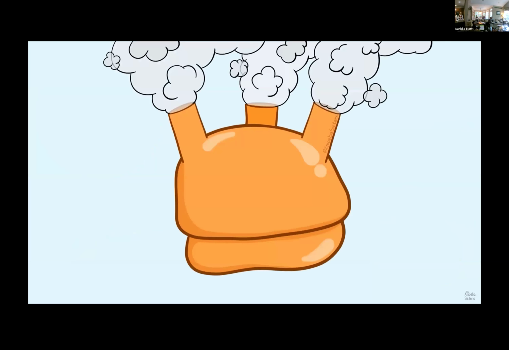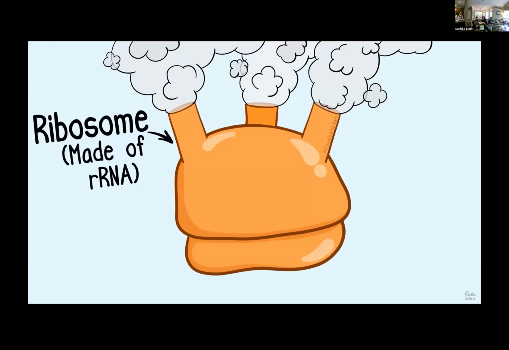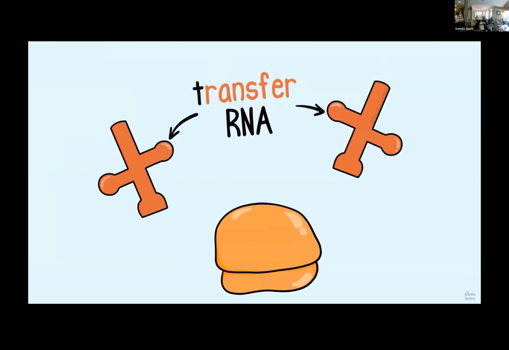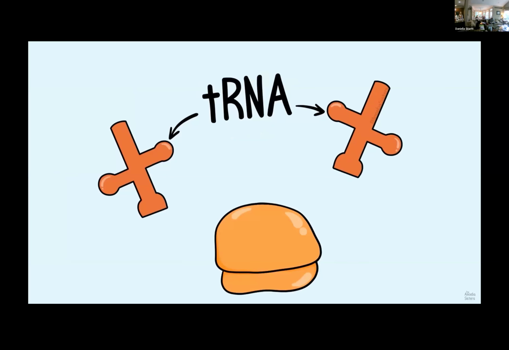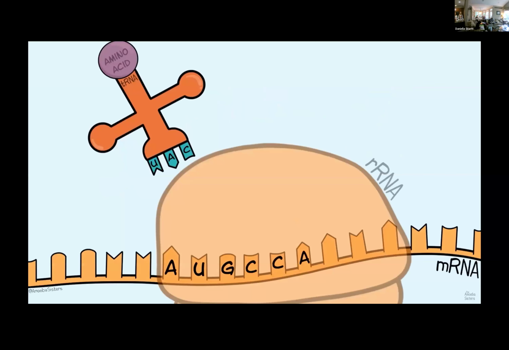Ribosomes make protein, and RNA is actually a major component of ribosomes. This type of RNA is called rRNA, which stands for ribosomal RNA. Finally, we discussed transfer RNA, more abbreviated tRNA. Its job is to transfer amino acids to match the correct mRNA codon.